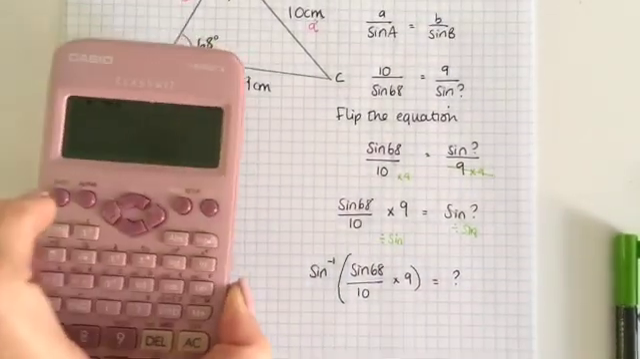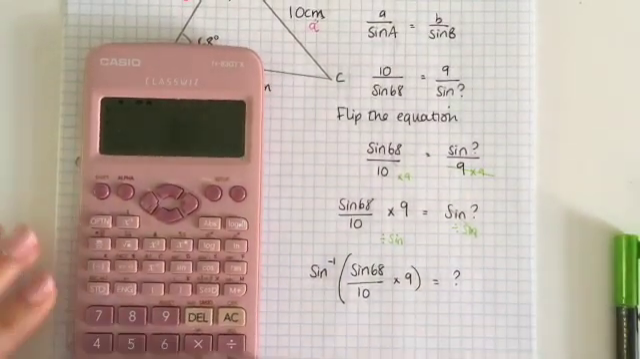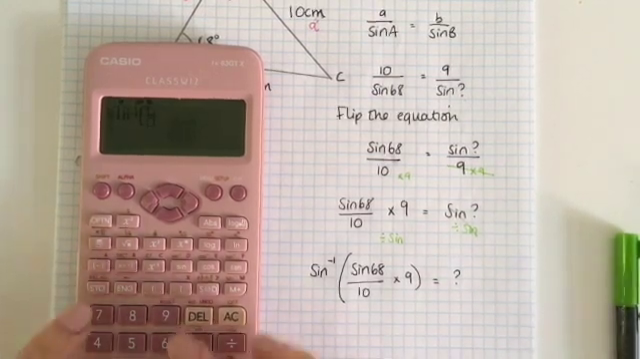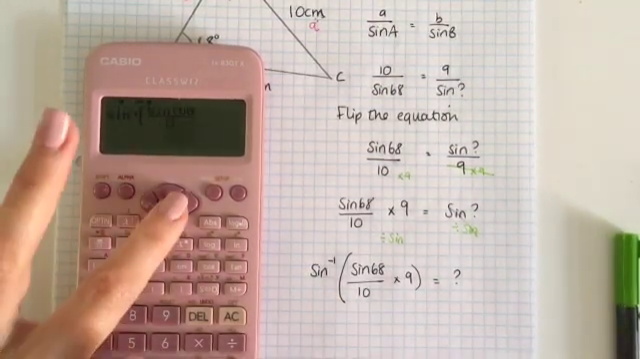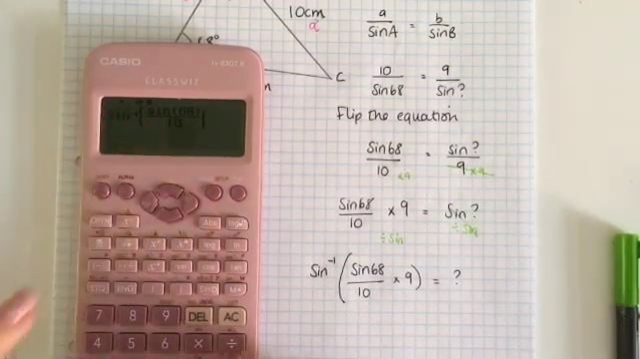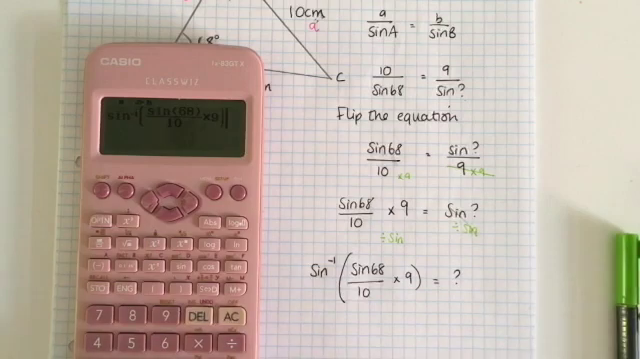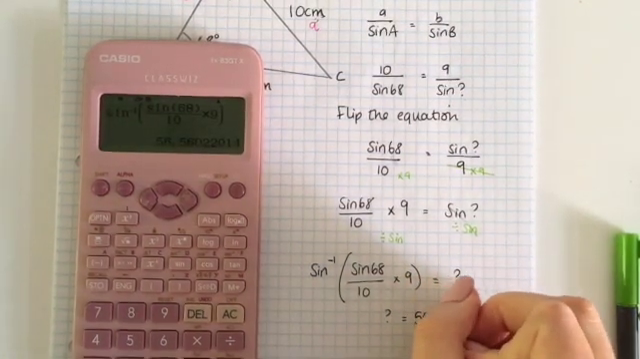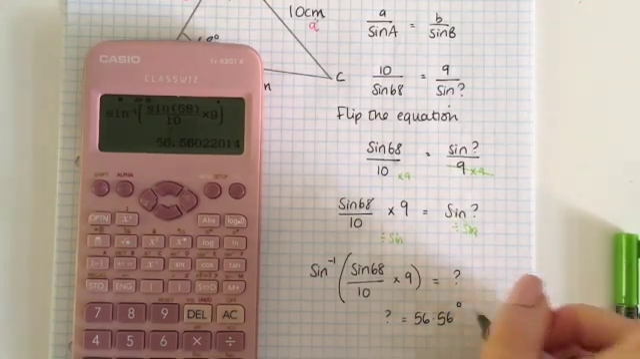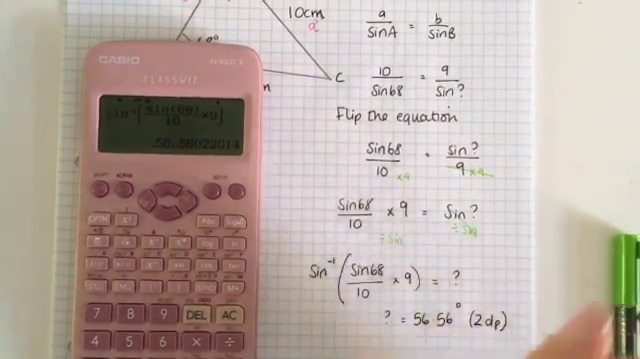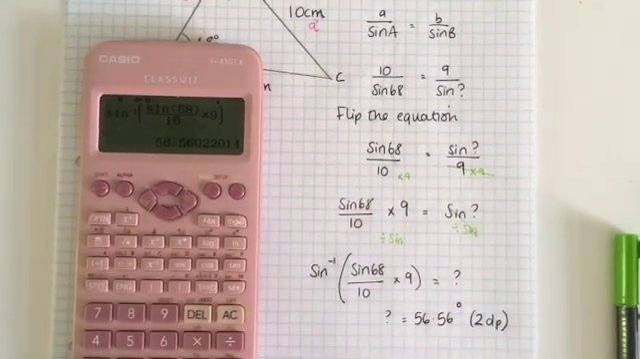So we're just going to put it all in the calculator in one go. Shift sine, my fraction button, sine 68, close brackets, divided by 10, multiplied by 9, close my brackets, and it gives me the answer of 56.56 degrees. Remember, we're working out an angle, and I've rounded it to 2 dp. Now I want you to have a go at some questions on your own.